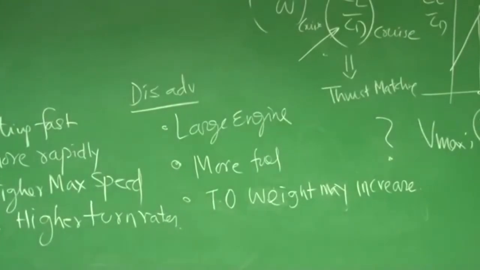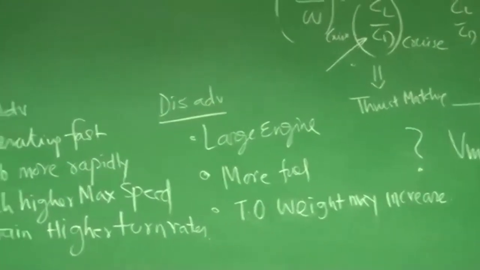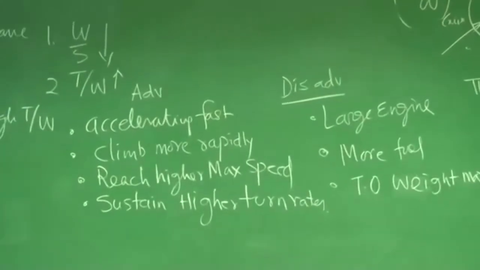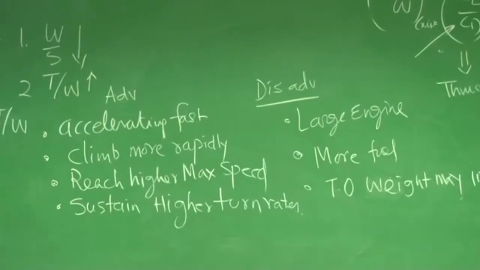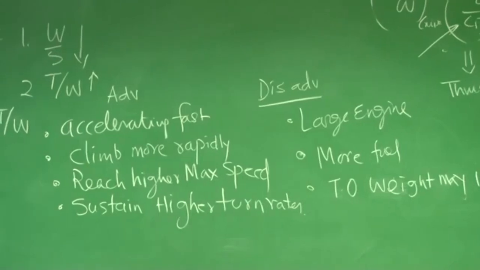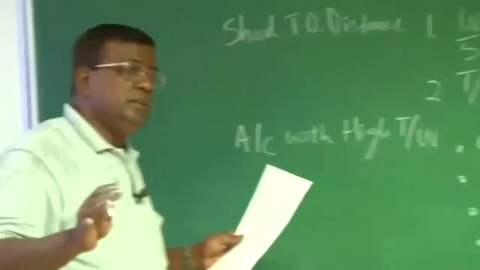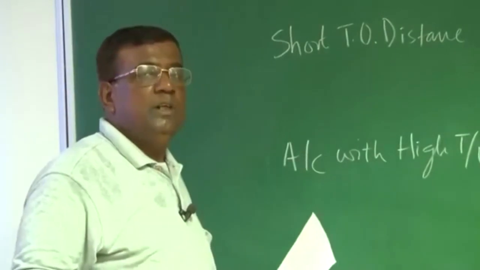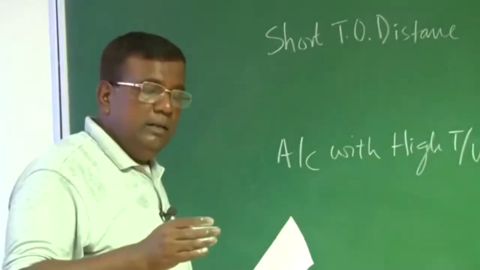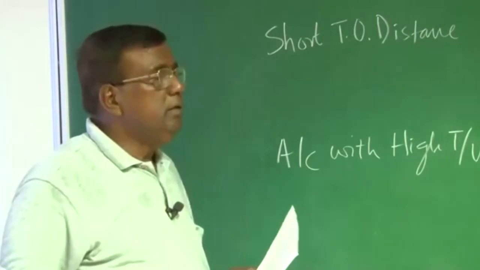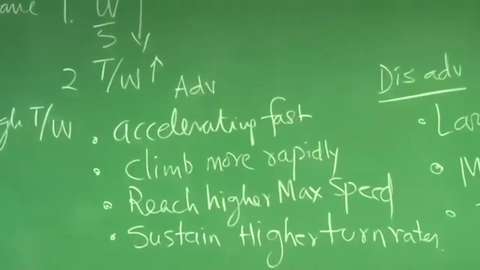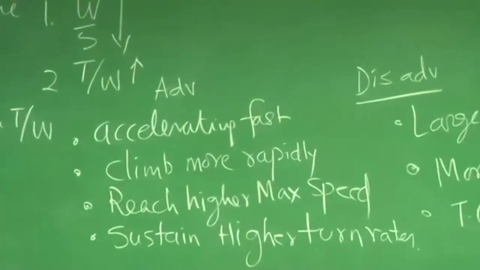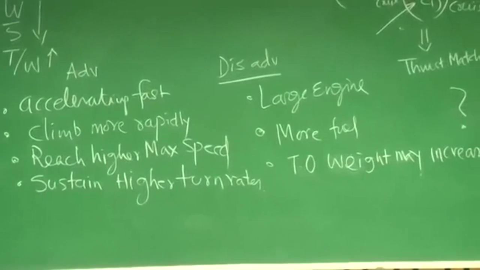Why I'm discussing this? If you understand, finally we have to do a lot of compromise, a balancing act, with some advantages and disadvantages that may be conflicting. Not only T by W, it may come from wing loading. So as a designer, the chief designer has to look at every parameter, see what his goal is, and try to find the path which gives him what is desired.